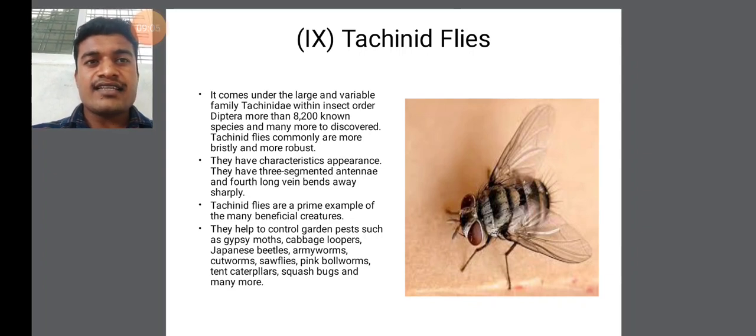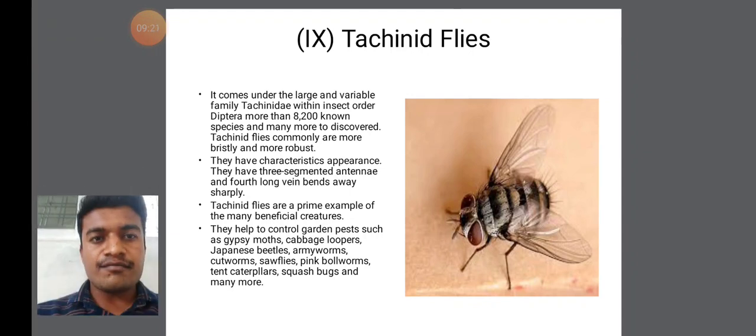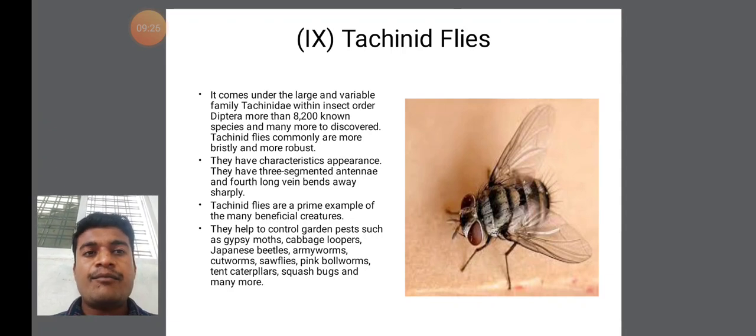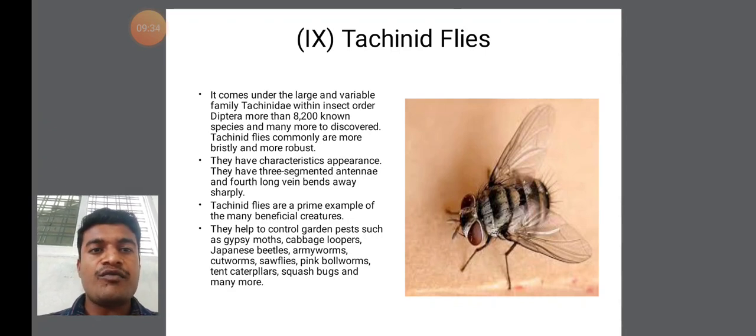These tachinid flies have a characteristic appearance. What do they have? They have a three-segmented antenna and a fourth long vein that bends away sharply. Tachinid flies are a prime example of the many beneficial creatures. They help to control garden pests such as gypsy moths, cabbage loopers, Japanese beetles, armyworms, cutworms, sawflies, pink bollworms, tent caterpillars, squash bugs, and many more insects.